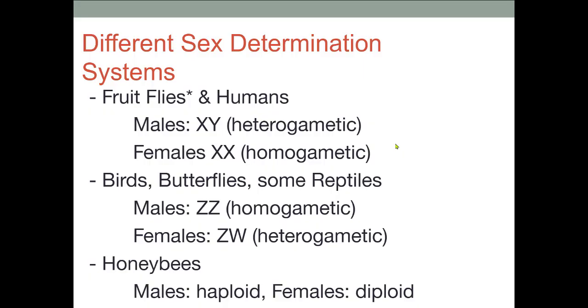In birds and butterflies and some reptiles, there's a difference. It flip-flops. So the males have 2 of the same chromosomes. Females have 2 different ones. In order to make that more clear, instead of using X and Y, we use the neighboring letters Z and W. So a male bird, for instance, would be a ZZ sex chromosome configuration. Honeybees do this a little bit differently. Males are haploid and females are diploid. There's a whole thing about bee sex determination and social structure that you can take a look at if you're interested.